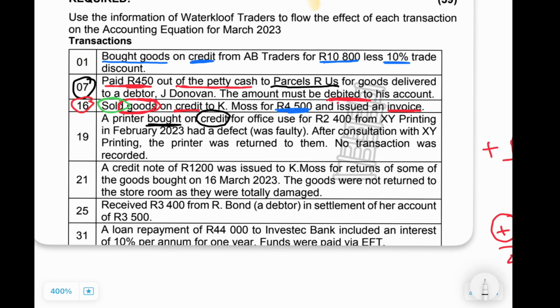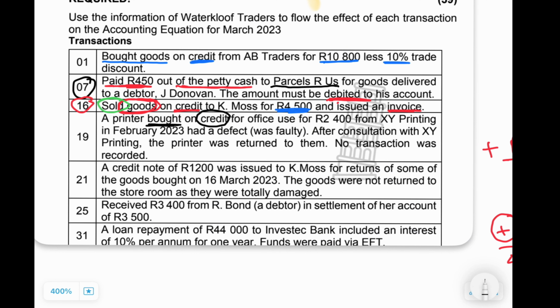Okay, so the printer had a defect, meaning it was faulty. After consultation with XY Printing, the printer was returned to them. No transaction was recorded. So I said you must please understand what happened here. So what happened? Remember, we are doing transactions for March, okay? So what they are telling us is that back in February, we bought a printer from XY Printing, and the printer was faulty, and this printer, we had bought it on credit.